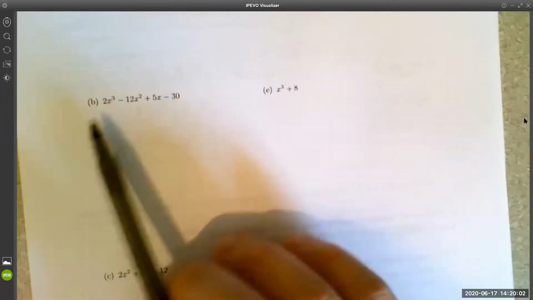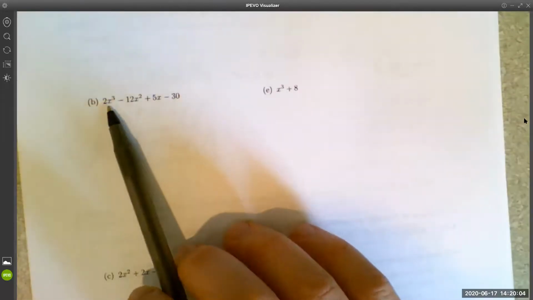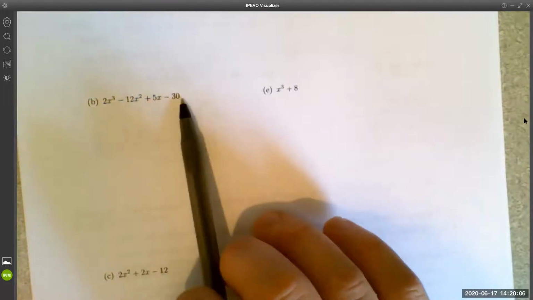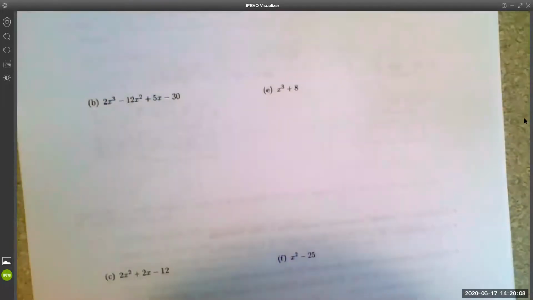If I look at my variables, I've got an x there, and there, but not there. So I can't take out any variables. So I don't have a GCF here, right? There's no GCF to take out in part B. So I move on to step 2.